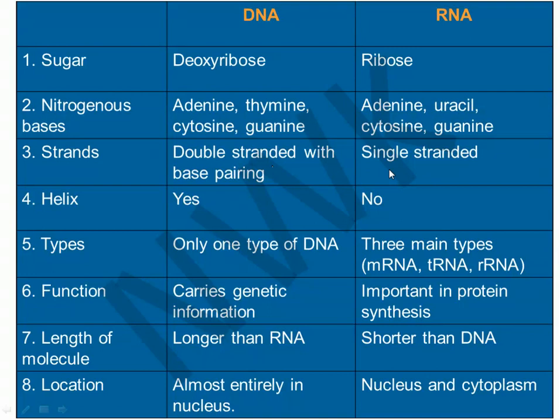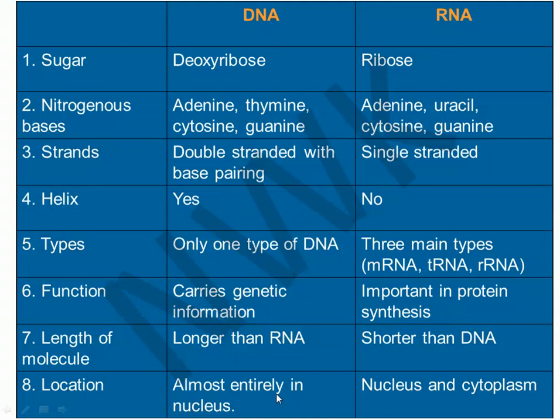RNA is only single-stranded. While DNA forms a helical structure, RNA does not. We have only one type of DNA, but for RNA we have three types: mRNA, tRNA, and rRNA. The function of DNA is to carry genetic information, while the function of RNA is to be involved in protein synthesis. DNA is longer than RNA because DNA carries the genetic information of a cell or an organism, while RNA only works to synthesize protein, so it's much shorter than DNA.